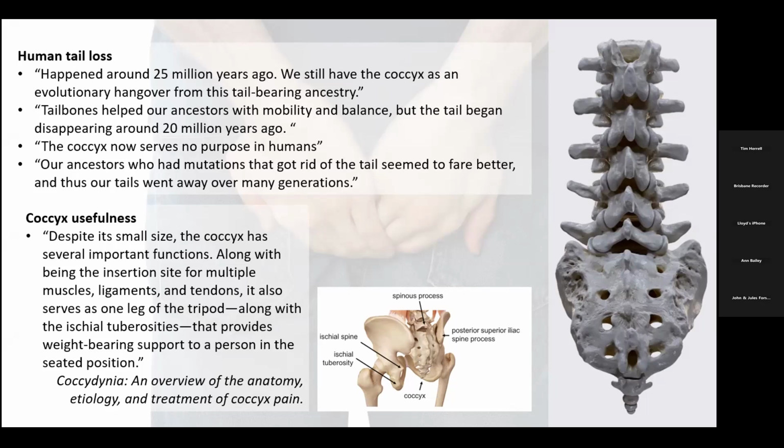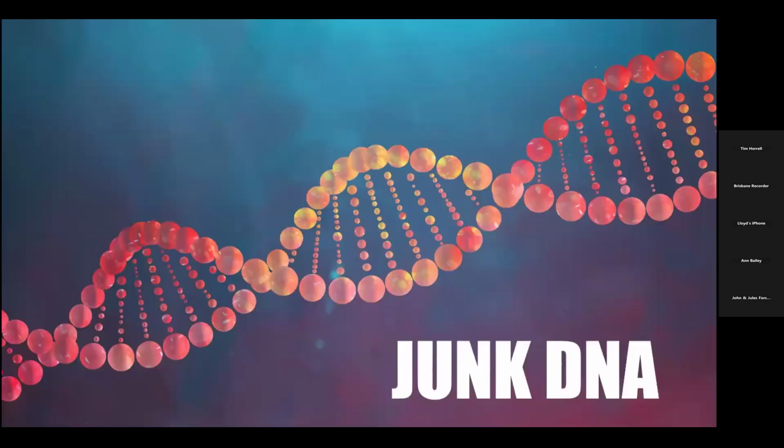So what we're talking about there, I really need a pointer here, don't I? What we're talking about there is when they're talking about the one leg of the tripod, you've got the coccyx, then you've got those other two bones that are down beside the coccyx. That's what they're talking about when they talk about the tripod. That provides weight-bearing support to a person in the seated position. So it has a purpose.